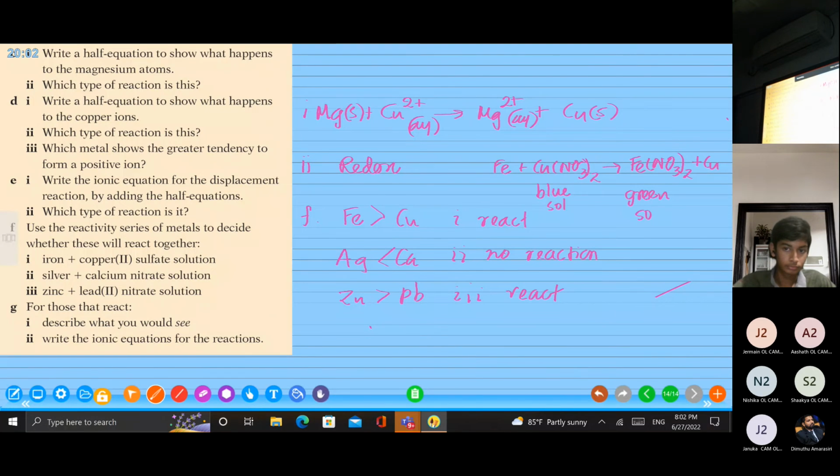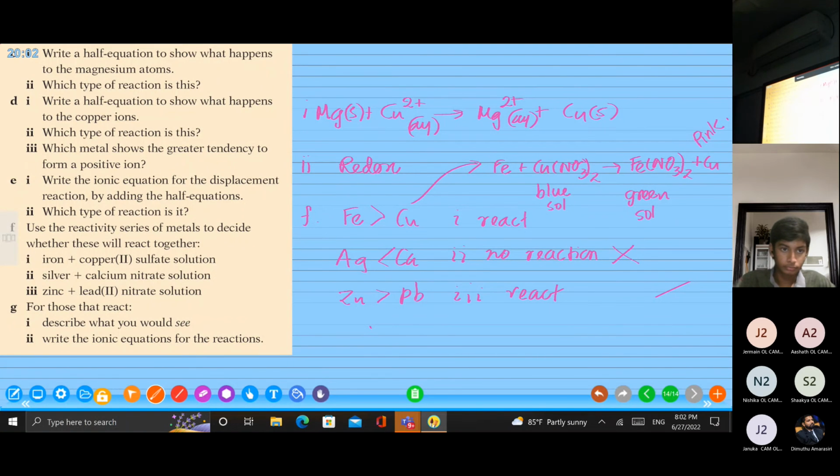So this is from your qualitative analysis notes, and copper is a pink solid. They are asking us to give color changes. So for this reaction, the color change is: the blue solution turns greenish, and you get a pink solid. And for the reaction that doesn't happen, there is no change in observation.